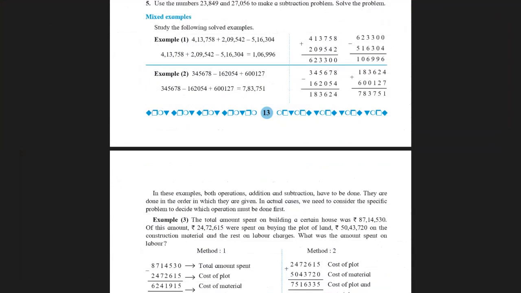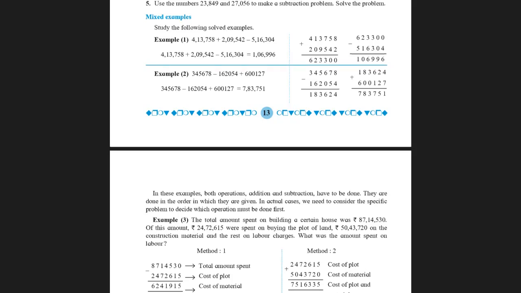Now these are the solved examples in your textbook on page number 13. First, example 1: 4,13,758 plus 2,09,542 minus 5,16,304. Since there is an addition sign between the first two numbers, you're going to add both of them.